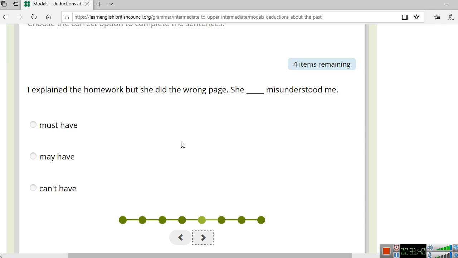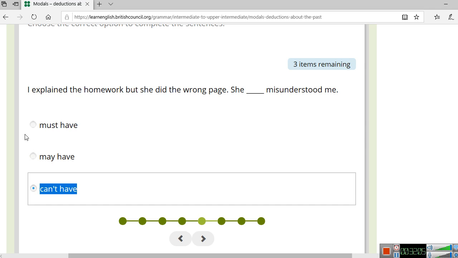Okay, hello teacher, hello partners. I explained the homework, but she the wrong page. She may have, excuse me, she can have misunderstand me. Okay, and why do you think that's the option?